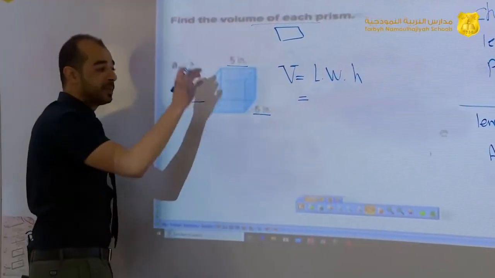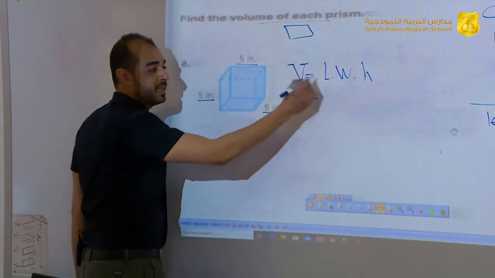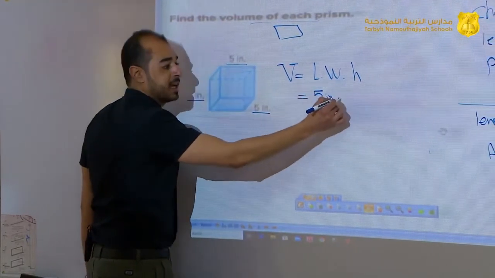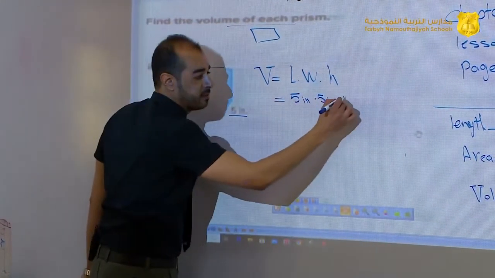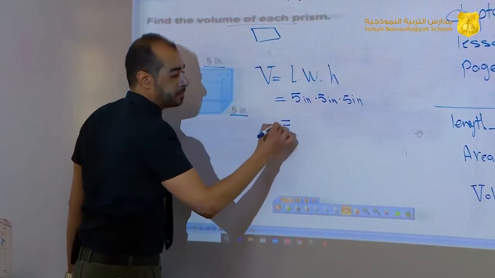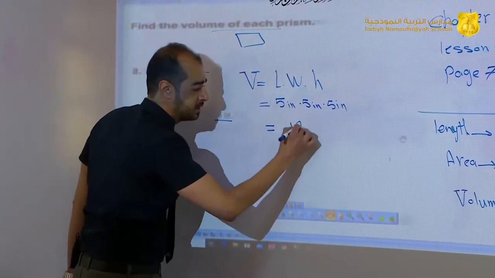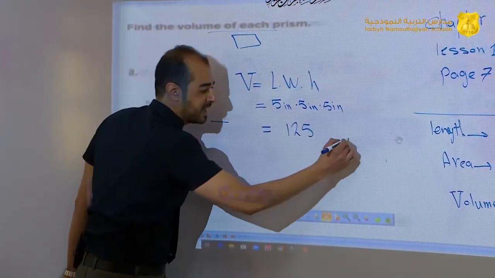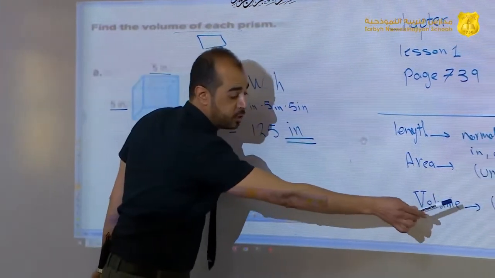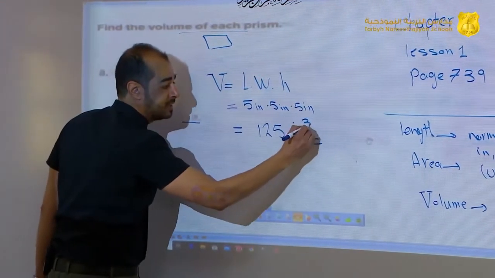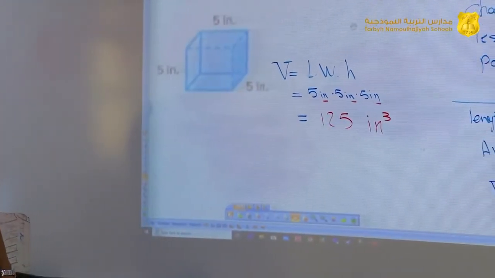Second step is to substitute, replace each letter by its value. So as given here, the length equals 5 inch, the width is 5 inch, and the height also is 5 inch. Let's calculate 5 multiplied by 5 multiplied by 5. Good, it's 125. And don't forget the unit. The unit here is inch, and as I said, the volume has a cubic unit, so it will be 125 cubic inch. Let's move to another example.